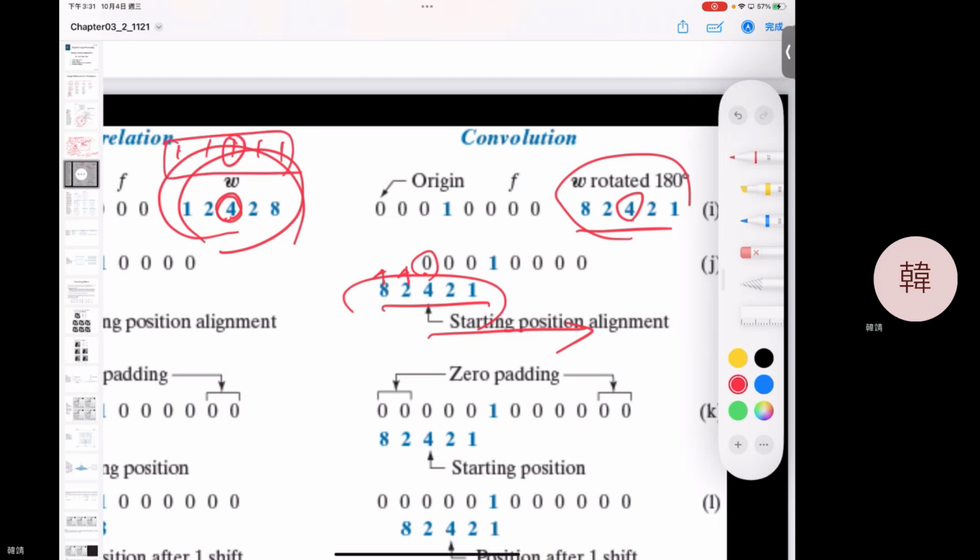Right? 1, 1, 1, 1. Could you please tell me, when you rotate your mask, what's the difference? The same, right? So the result will be the same. If your mask design is a symmetric mask, the convolution and correlation results look the same, right? Should be, right? So actually it is.